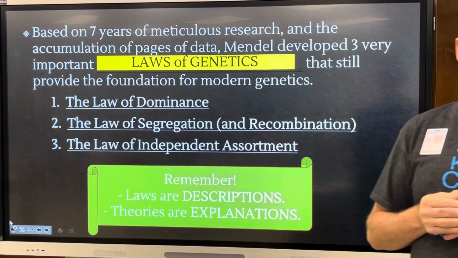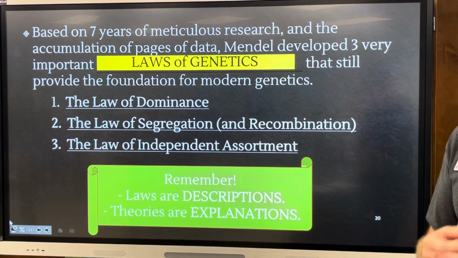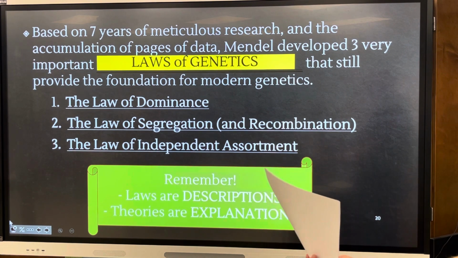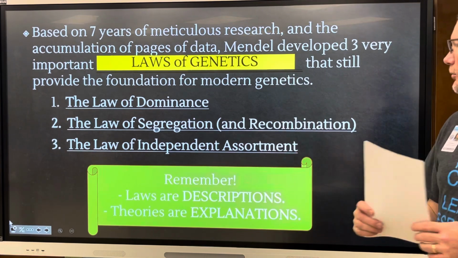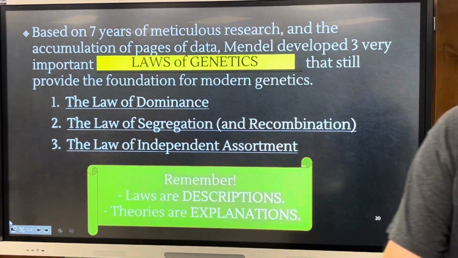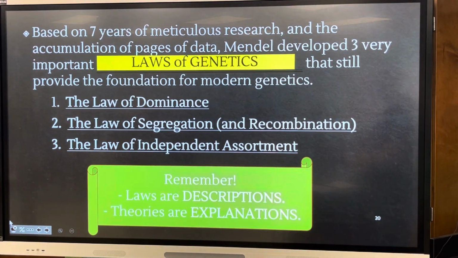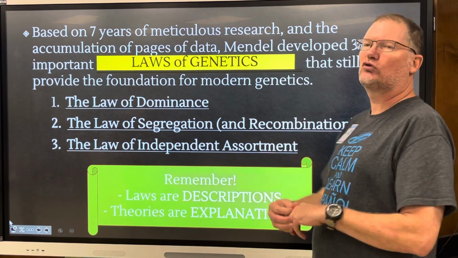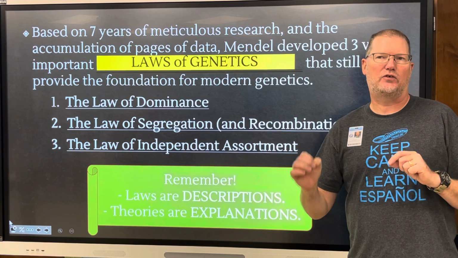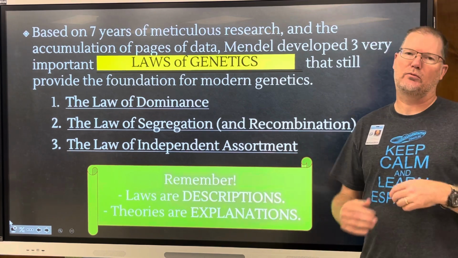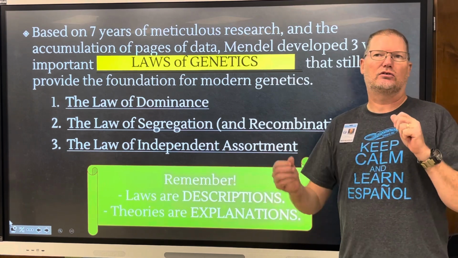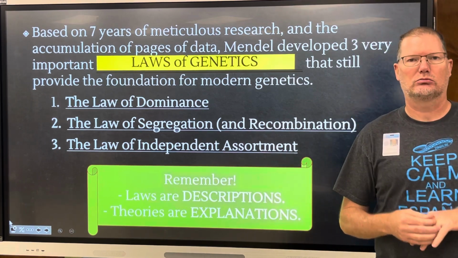They were the law of dominance, which we're going to learn about today. We're also going to do the law of segregation and recombination today, and then we'll do the law of independent assortment next time, okay? So remember, laws describe a phenomenon, but they don't explain the phenomenon. The explanation comes from the theory. So that's pretty much the main difference. And theories don't turn into laws. That's a big misconception. Remember that.